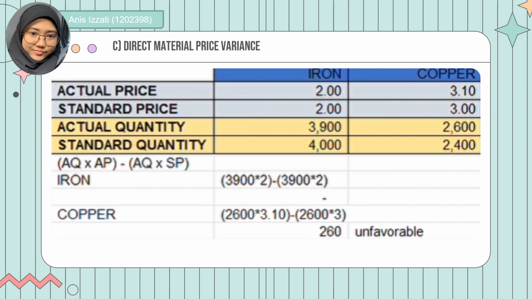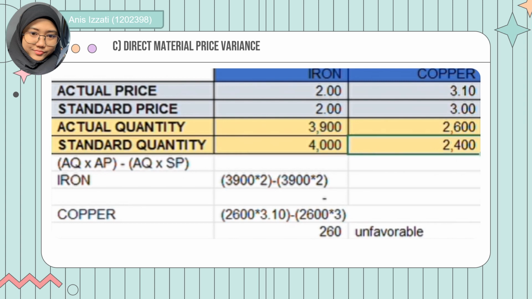Direct material price variance. We have two materials here, iron and also copper. For actual price for iron, it is around 2 ringgit and copper is 3 ringgit and 10 cent. Standard price for iron is the same as the actual price of iron, which is 2 ringgit, and for copper the standard price is 3 ringgit. The actual quantity for iron is 3,900 and 2,600 for copper. Standard quantity for iron is 4,000, copper is 2,400.